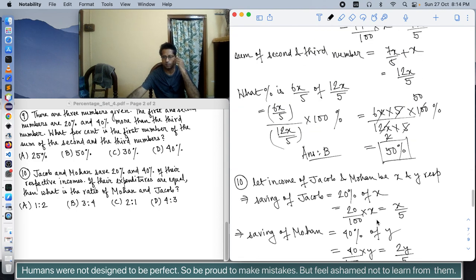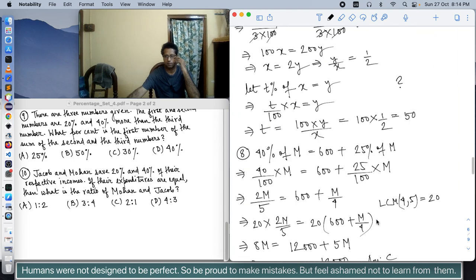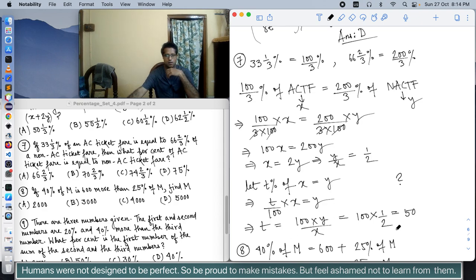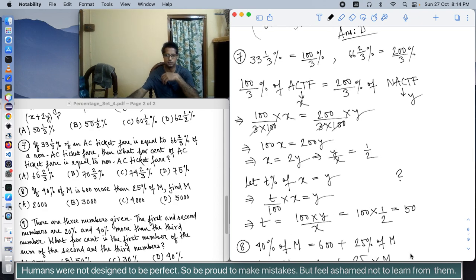Now back to the question with a question mark, that is this question number 7. I will just try once again and see if I have done any mistake or not. So 33 and 1 by 3 is definitely equal to 99 plus 1 by 3, which is 100 by 3 percentage, and 66 and 2/3 percentage means 66 multiplied by 3 plus 2 by 3, which is 198 plus 2 is 200 by 3 percentage.